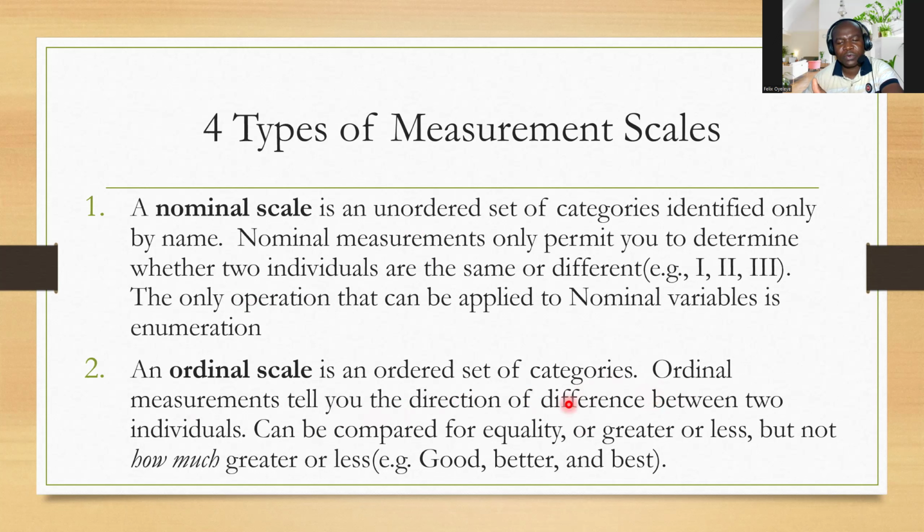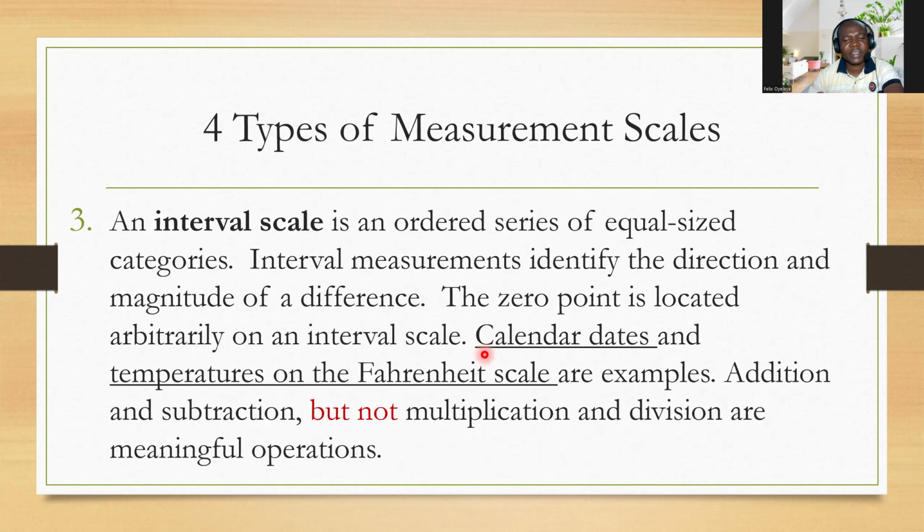You can have good, better, best. You can have greater, you can have less, but the actual amount between the greater and the less is not specified. Now, another example is the interval scale, like I've earlier mentioned. In this case, it is an ordered series like the ordinal scale, but it has equal sizes of categories.